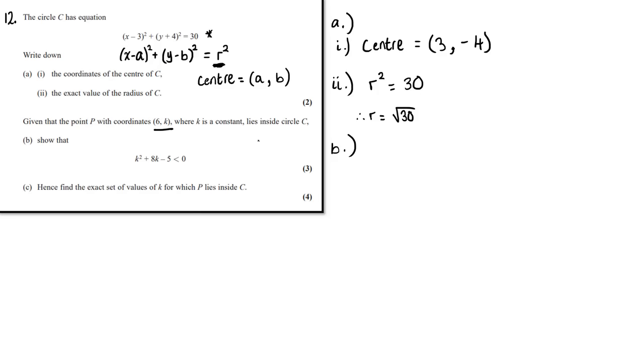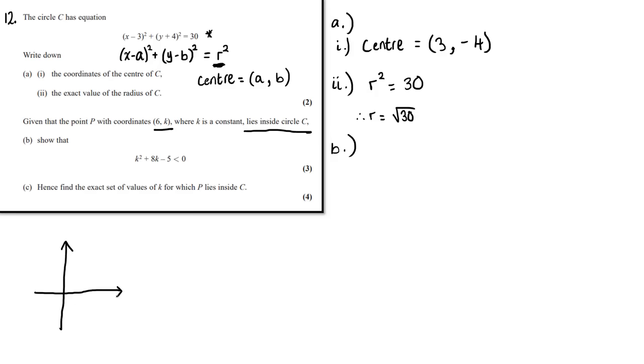Now, the clue here, well, we're given these coordinates 6k, and we're told that k is a constant which lies inside the circle C. So that's the important bit here, the fact that it lies inside the circle C. That's what essentially forms this quadratic inequality. Because if we think about this, as we're told that P lies inside the circle, then the distance from the centre to P must be less than the radius. Okay, so if you think about this just by sketching something rough like this, so we do it down here.